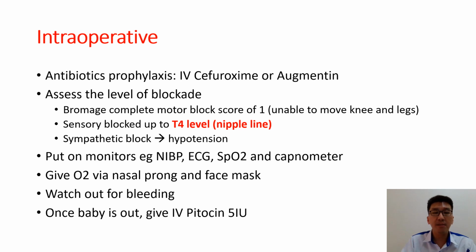Give oxygen via nasal prong or face mask so that there is a good continuous oxygen flow to the fetus. And of course, we must watch out for bleeding during the surgical incision. Once the baby is out, we give intravenous Pitocin about 5 units to encourage uterine contraction and to prevent bleeding.